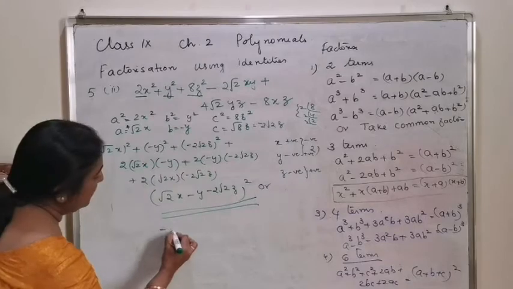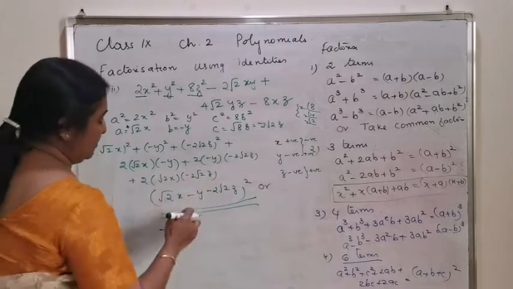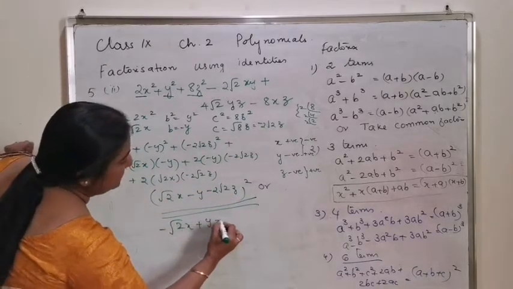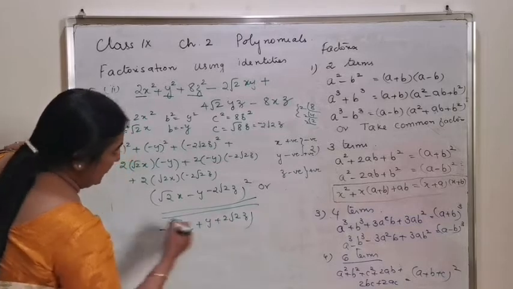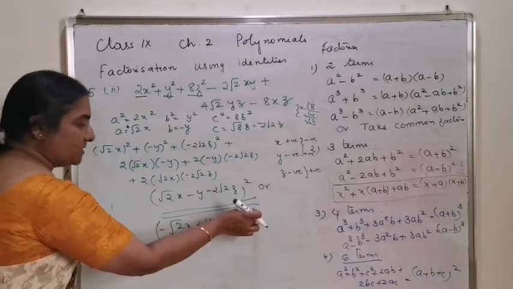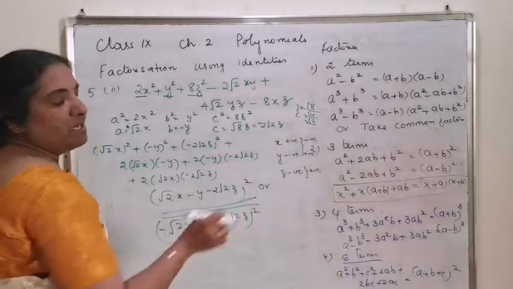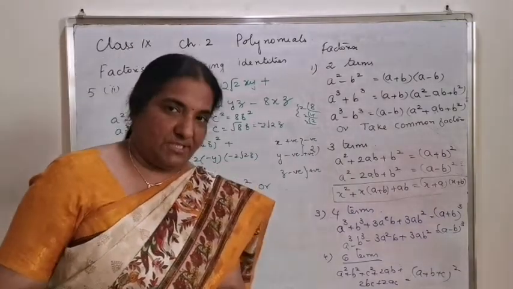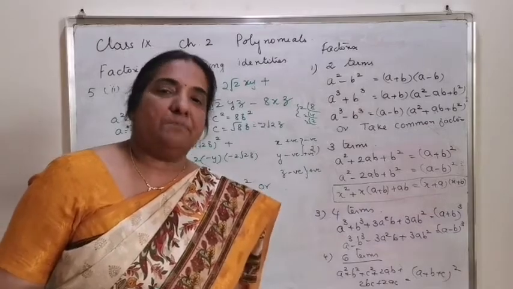The same answer can also be written as (minus root 2x plus y plus root 2z) the whole square, because the square of a negative number also is positive. Thus both the answers are possible.